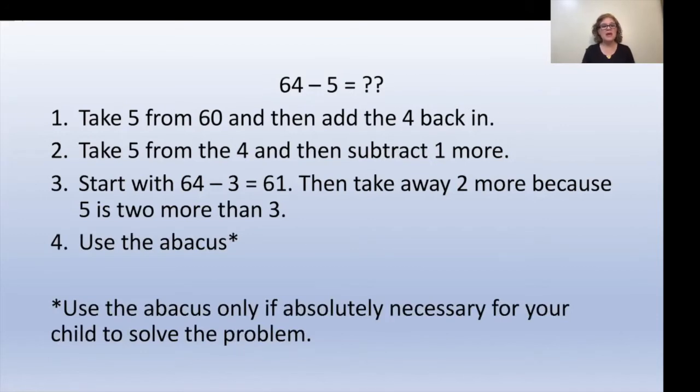The final way is to use the abacus. Now, I would recommend that you only use the abacus in this instance if your child absolutely needs it to solve a problem. Maybe you have a struggling learner, or maybe your child is still working on visualizing that abacus. What we do want to do, though, is get your child to the place where they can start thinking these strategies and not using the abacus as a crutch.